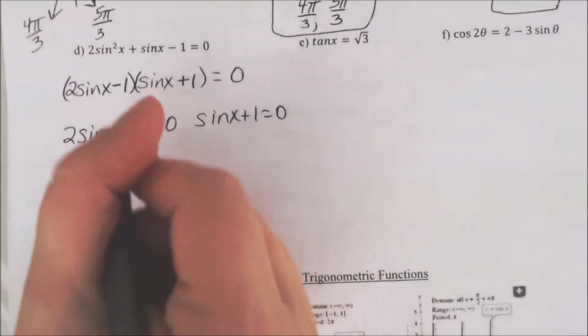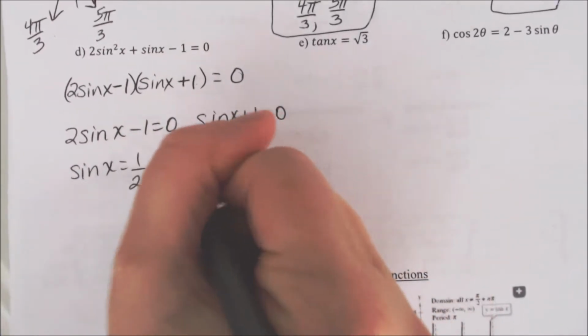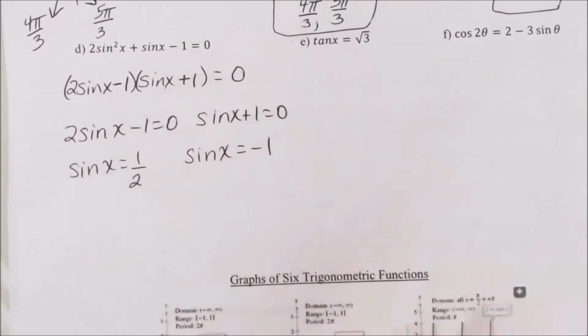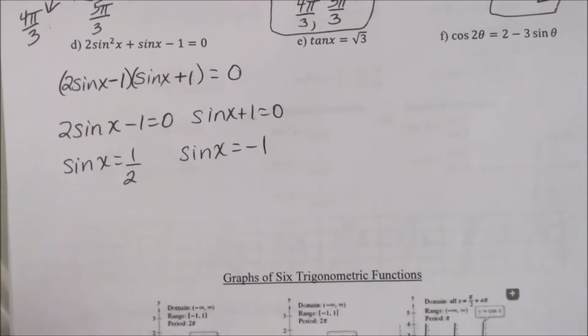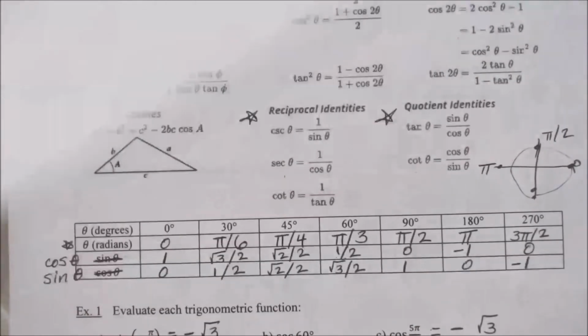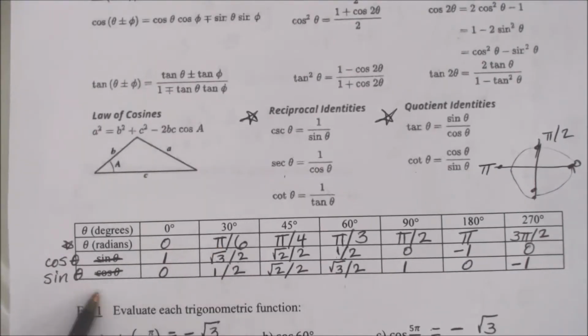All right, so add 1 and divide by 2. We're looking where sine x equals 1/2 and where sine x equals negative 1. So sine x equals 1/2. Think about in the first quadrant, where would the sine value equal 1/2? That would be at your pi over 6 location.